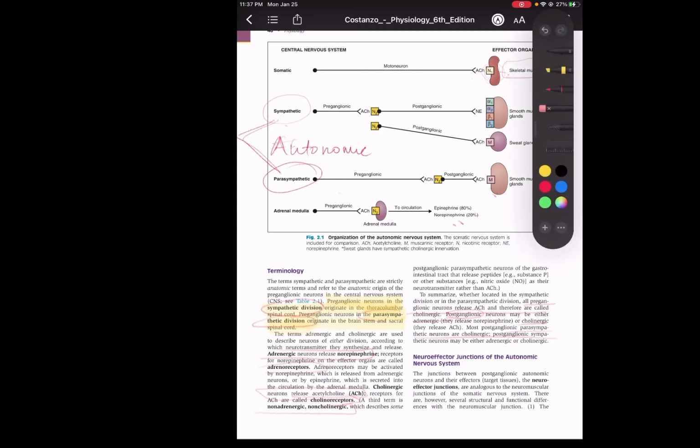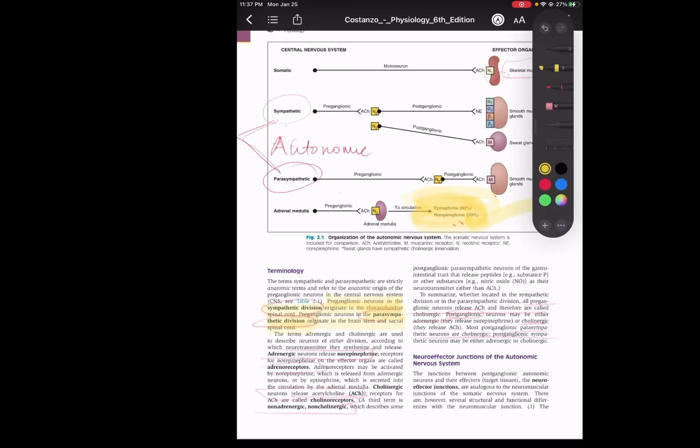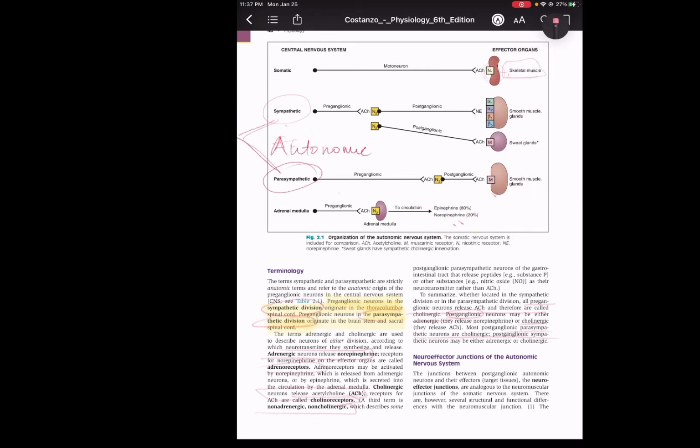Here we have to see the percentage. Mostly they ask this question: epinephrine and norepinephrine, what is the percentage? Norepinephrine is just 20% and epinephrine is 80%. So always remember that. Then the terminology. In terminology, basically there is nothing.